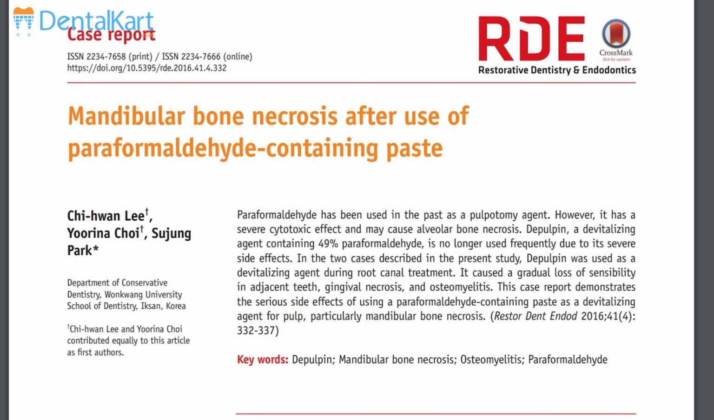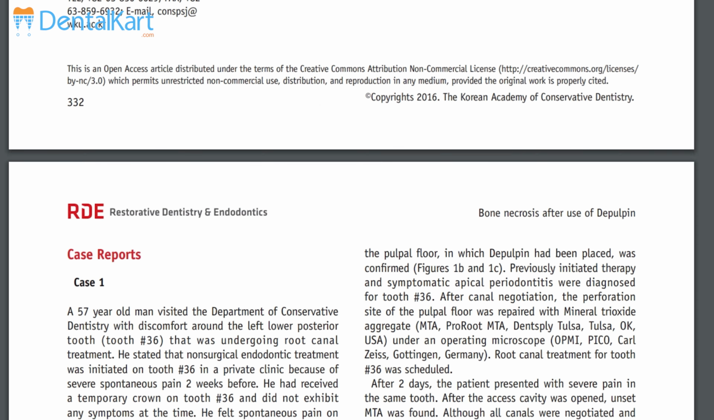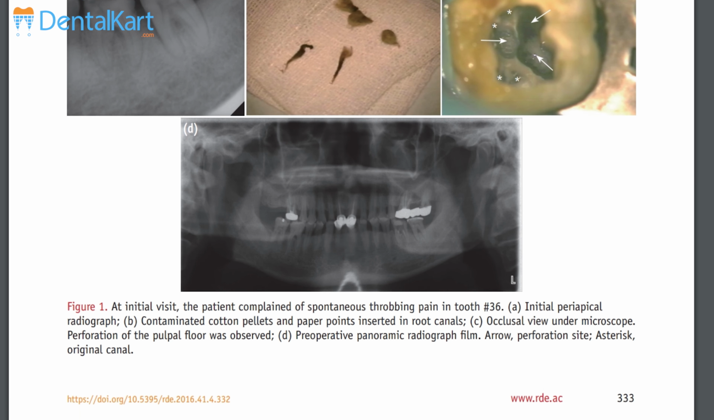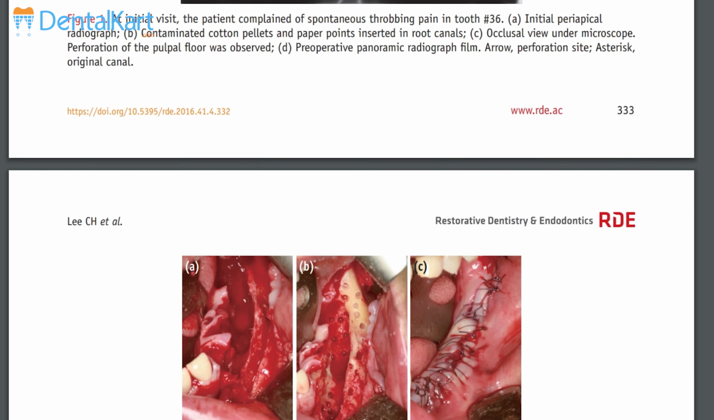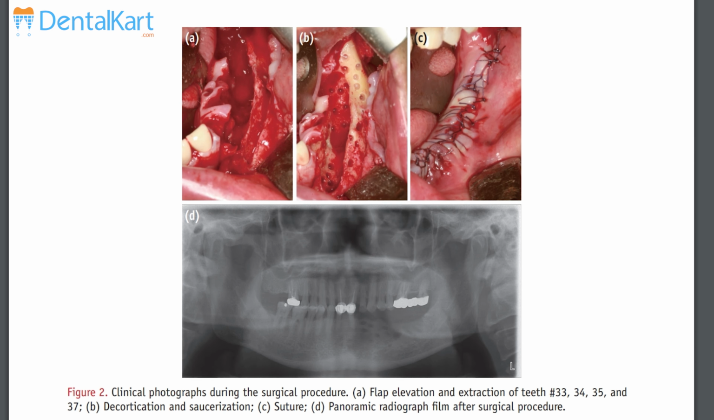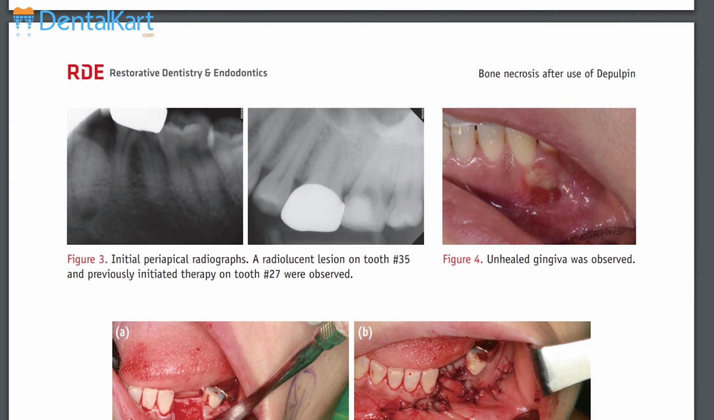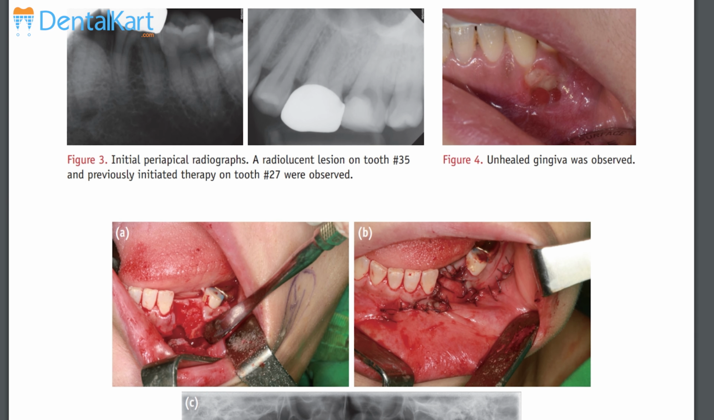Extreme care should be taken during its use by properly isolating the surrounding tissues from the tooth, as paraformaldehyde is extremely toxic, which if placed in contact with the tissues of the body can cause necrosis of the gingiva and alveolo-cortical bone, which can result in great loss of the supporting bone.